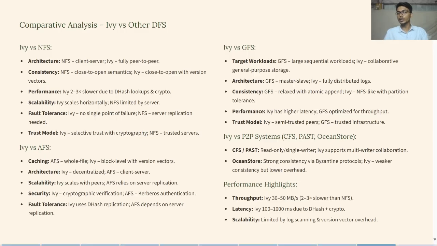Finally, relative to P2P systems like CFS, PAST, or OceanStore, Ivy supports multi-writer collaboration, trading off strong consistency for lower overhead. Performance highlights show throughput around 30 to 50 megabytes per second and latency from 100 to 1000 milliseconds, constrained mainly by block scanning and version vector overhead. Overall, Ivy emphasizes decentralization, fault tolerance, security, and collaborative multi-writer support.